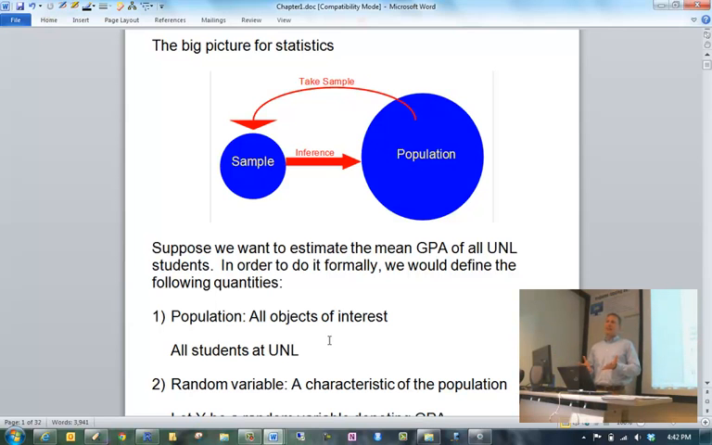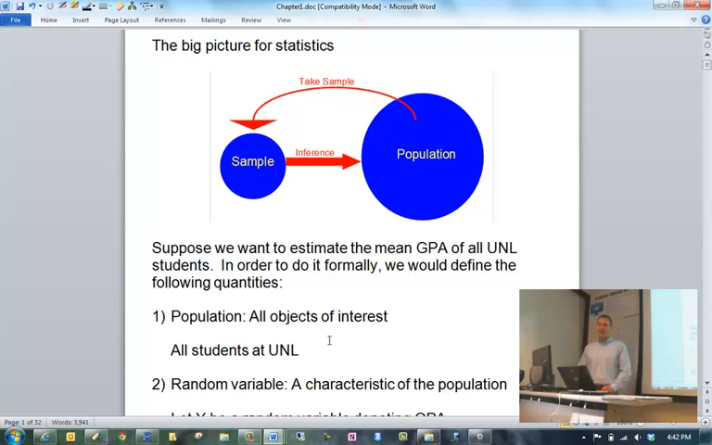And let's say that we can't just simply go over to the registrar's office. I don't think it's called that here. The registration and records. Let's say we can't go over to registration and records and get that information. If we wanted to know the mean GPA of all students on campus, we would have to actually ask every single student, what is your GPA?